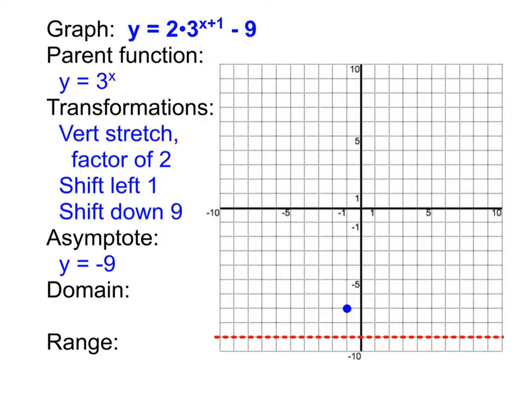Now that I know where that first point went, I've used my vertical stretch by a factor of 2. I've shifted it left 1. I've shifted it down 9. I don't even need to think about those anymore. All that matters now is the fact that this is 3 to the power of x. So I'm just going to say I got a point here. I'm going to triple its height as I go to the right.